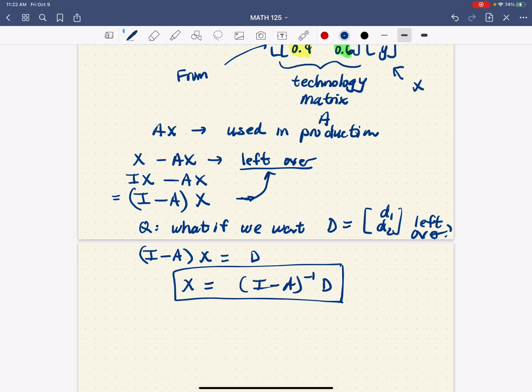Okay, so if you have a certain amount that you need to be left over, that could be for the people who are consuming in the economy, whatever, this is your formula on how to do that right there. So that's how we got here. So hopefully that makes sense, and hopefully that gets us going and ready to solve some really cool problems.